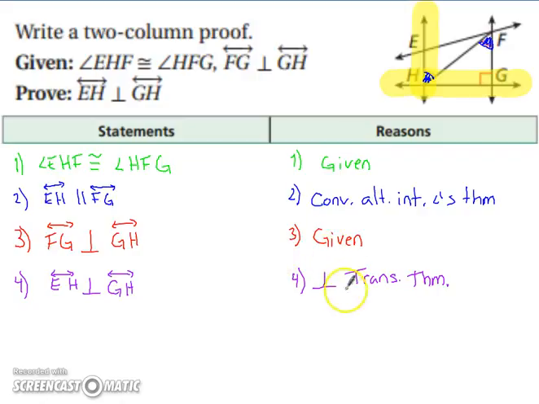Otherwise, you would have had to go through and prove this whole theorem inside of this proof here. So theorems help shorten up your proofs a little bit. Well, that ends our lesson on perpendicular lines.